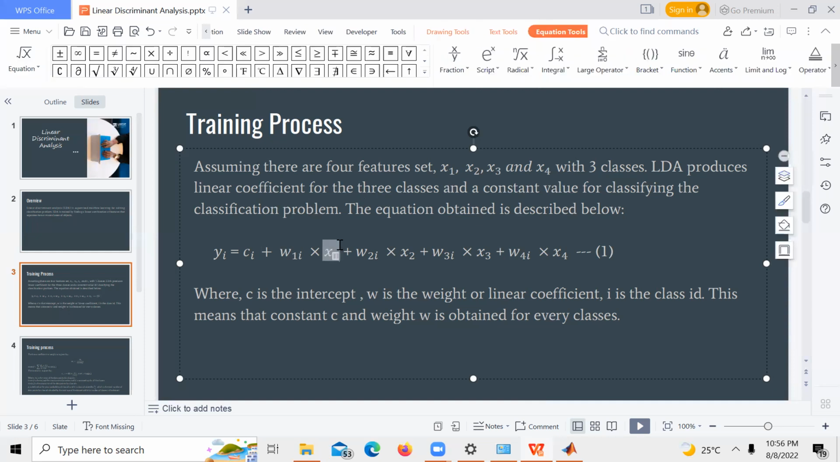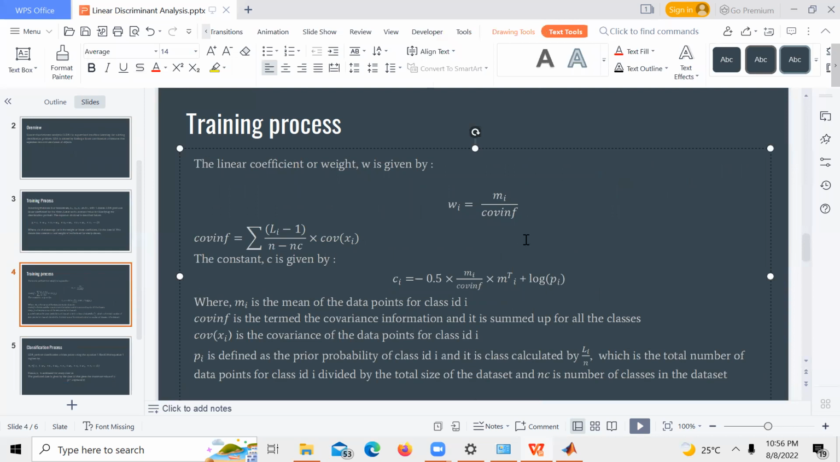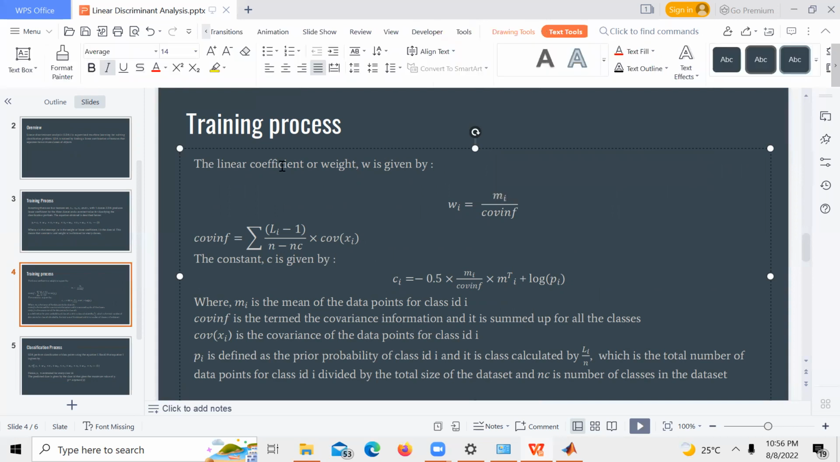Then the question in LDA is: how do we estimate this constant C1 and how do we estimate the weights? That's what we do in the training process. These are the formulas for the weight and the constant. To define the weight, we also have to find the mean, which is Mi, the mean of the subset data for that particular class. Let's say that we have class ID1. We get the subset data, which are the data inputs for class ID1, and then we find the mean.